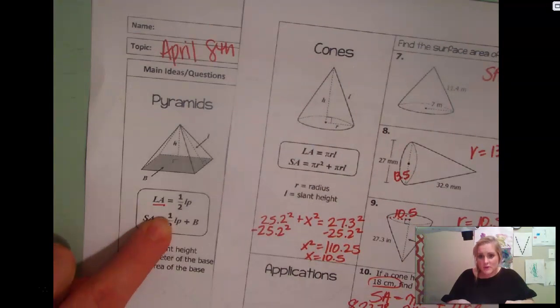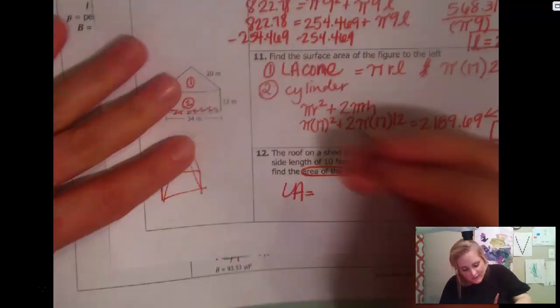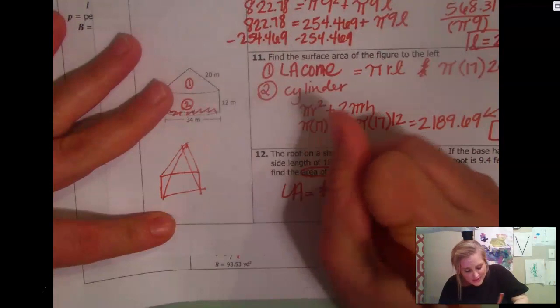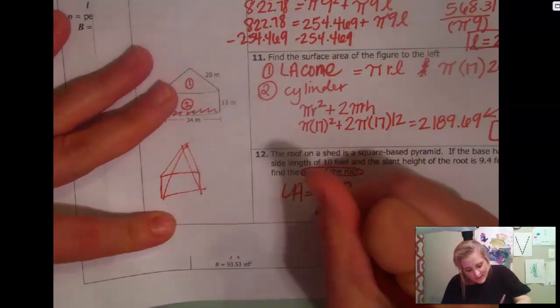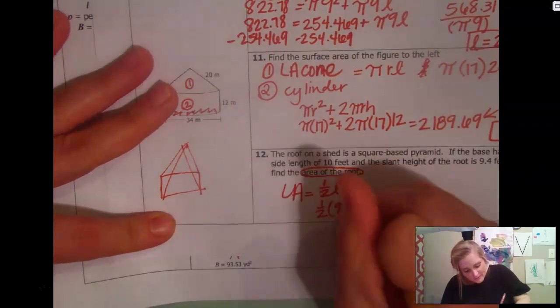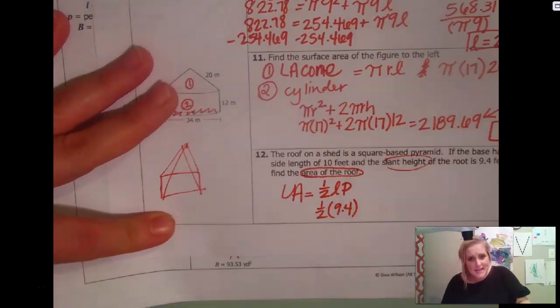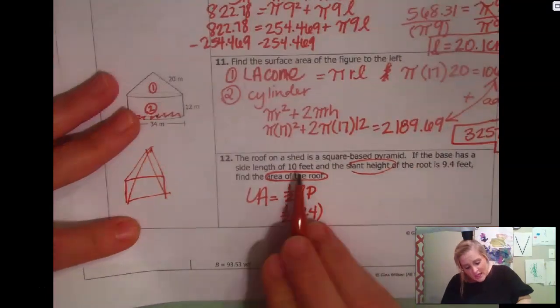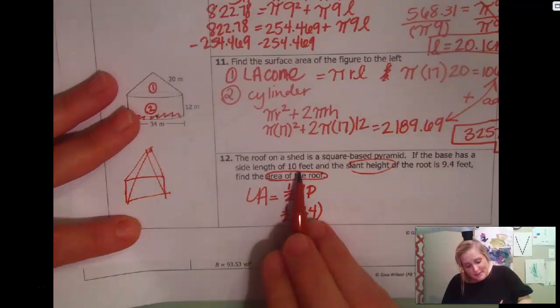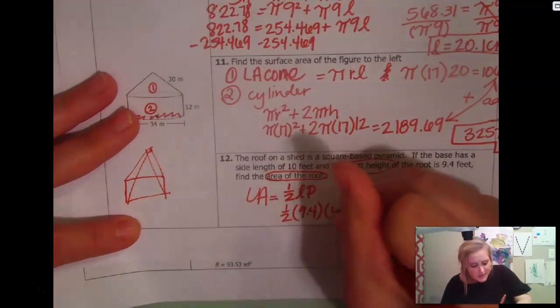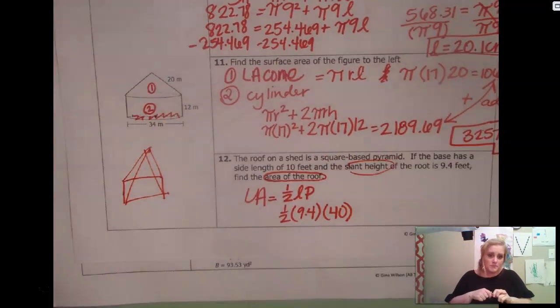Well, you go back here. The lateral area is just 1/2 L times P. So 1/2 times 9.8, your slant height, that's your L. If our side length is 10, that means the perimeter is going to be 40. Do the math. That's your answer.